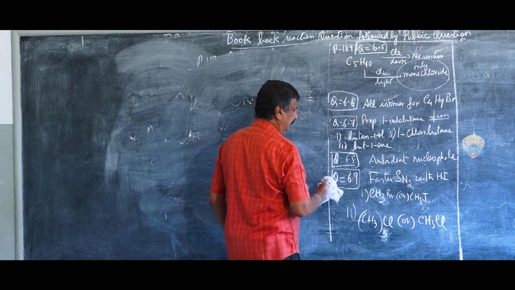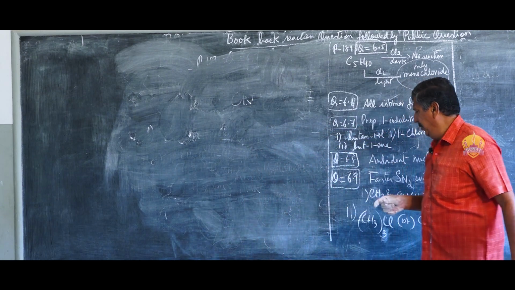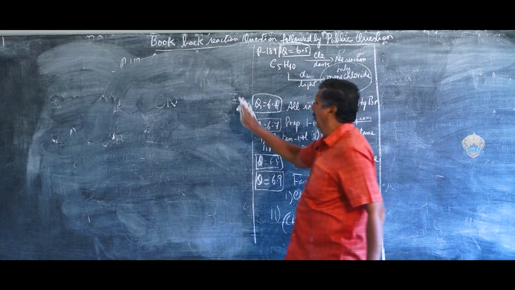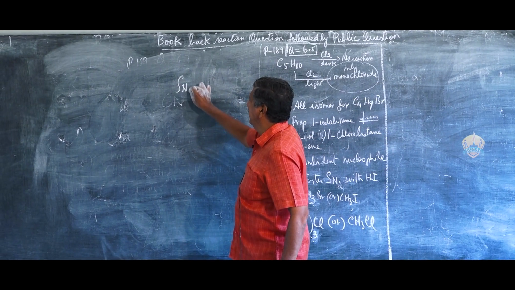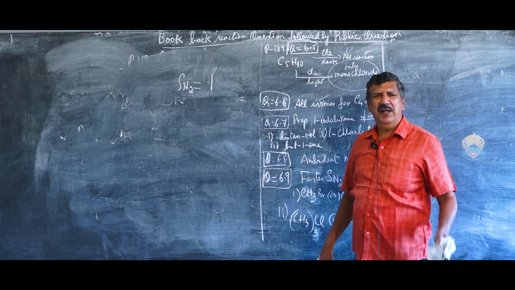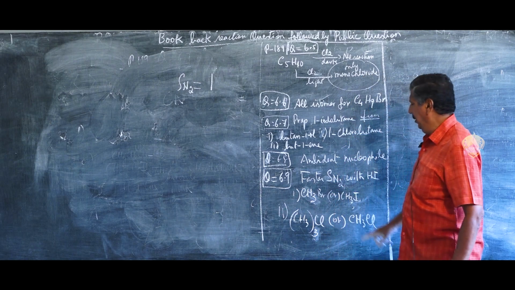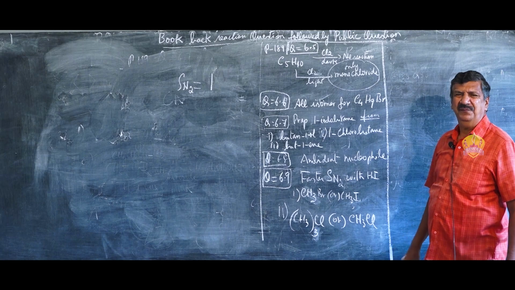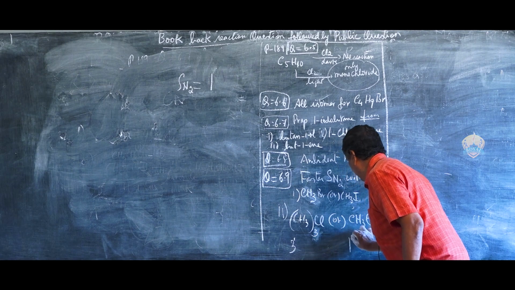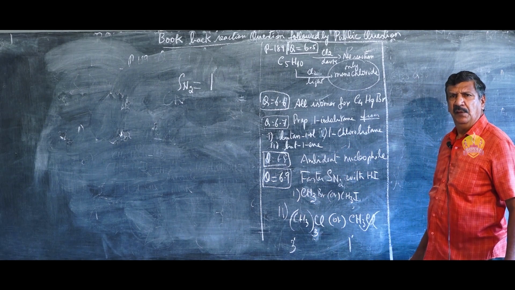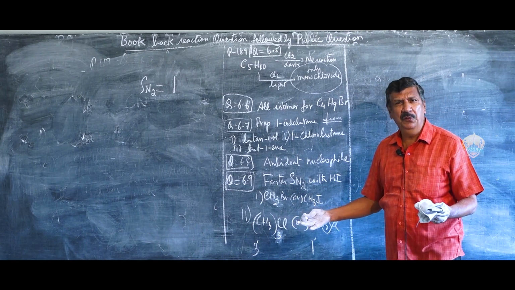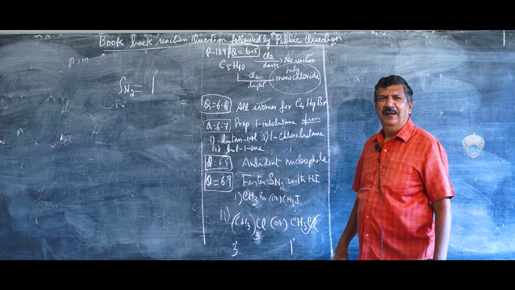Okay, next one. Which will react faster in SN2 with HI? I already told you, when anybody says SN2, it is favorable for 1 degree. Out of these two, this is 3 degree, this is 1 degree, so this is favorable. Out of these two, both are 1 degree. So, then what shall we do? Then you go for the halide.